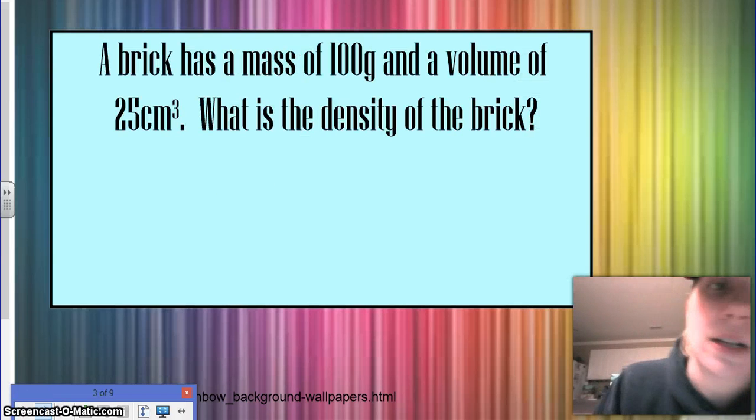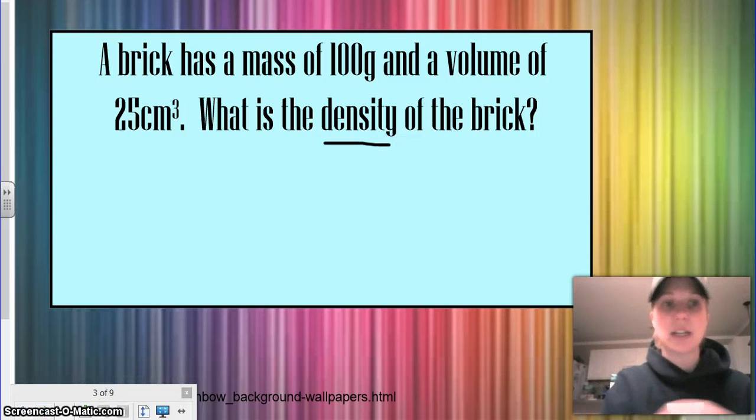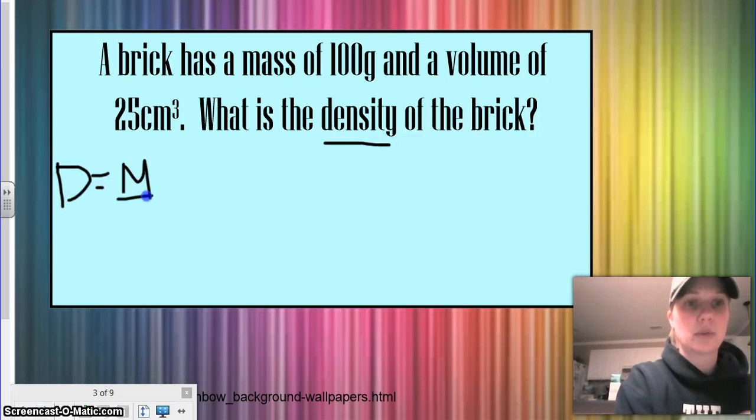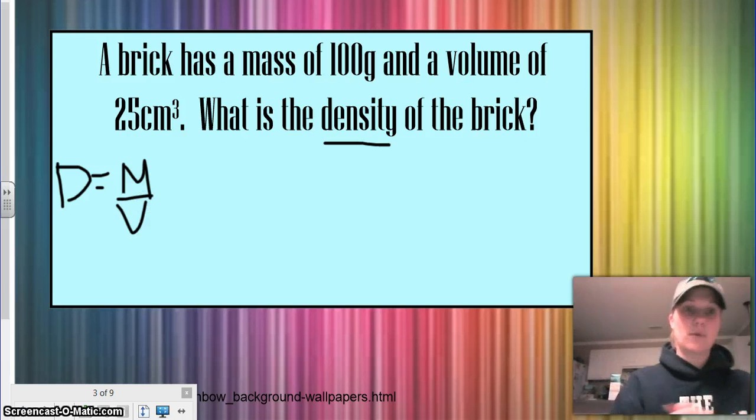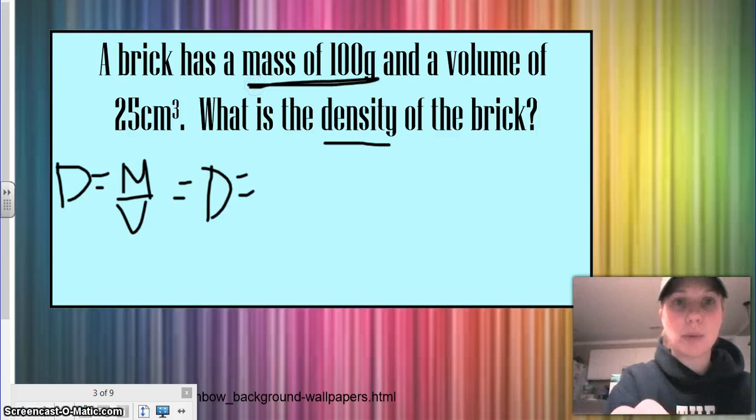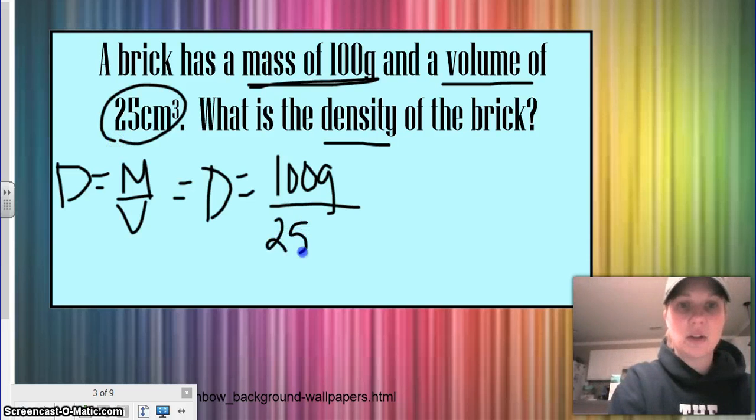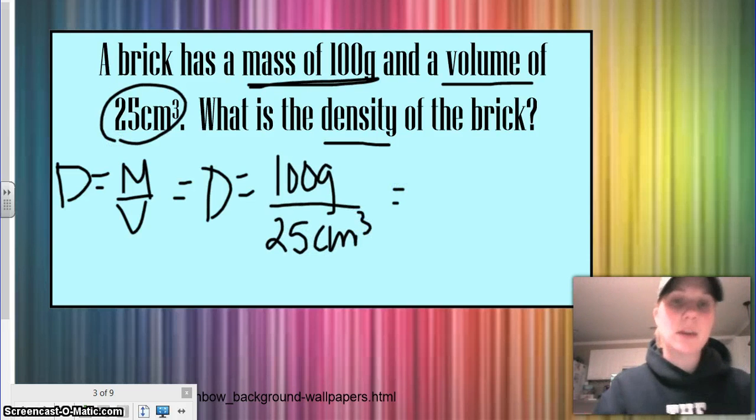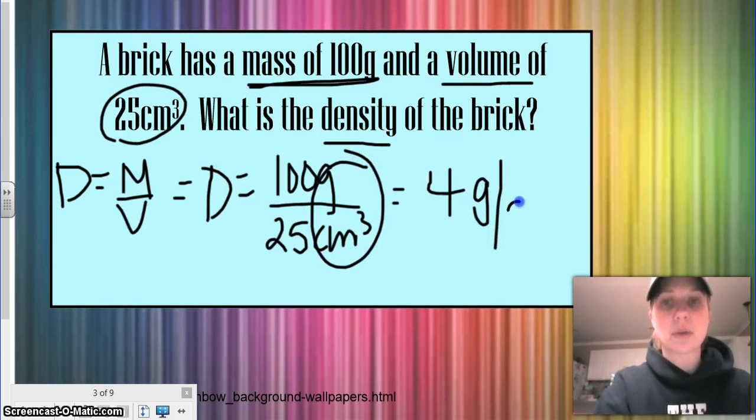So let's look over this density problem. A brick has a mass of 100 grams and a volume of 25 centimeters cubed. What is the density of the brick? Right now I'm solving for density, so I'm going to put the formula: density equals mass divided by volume. You get that from your foldable, which tells you that formula. So density equals my mass, which they tell me in the problem, 100 grams, over my volume, which they tell me, 25 centimeters cubed. 100 divided by 25 is, wait for it, 4. And we want to make sure we attach the units, grams per centimeter cubed.